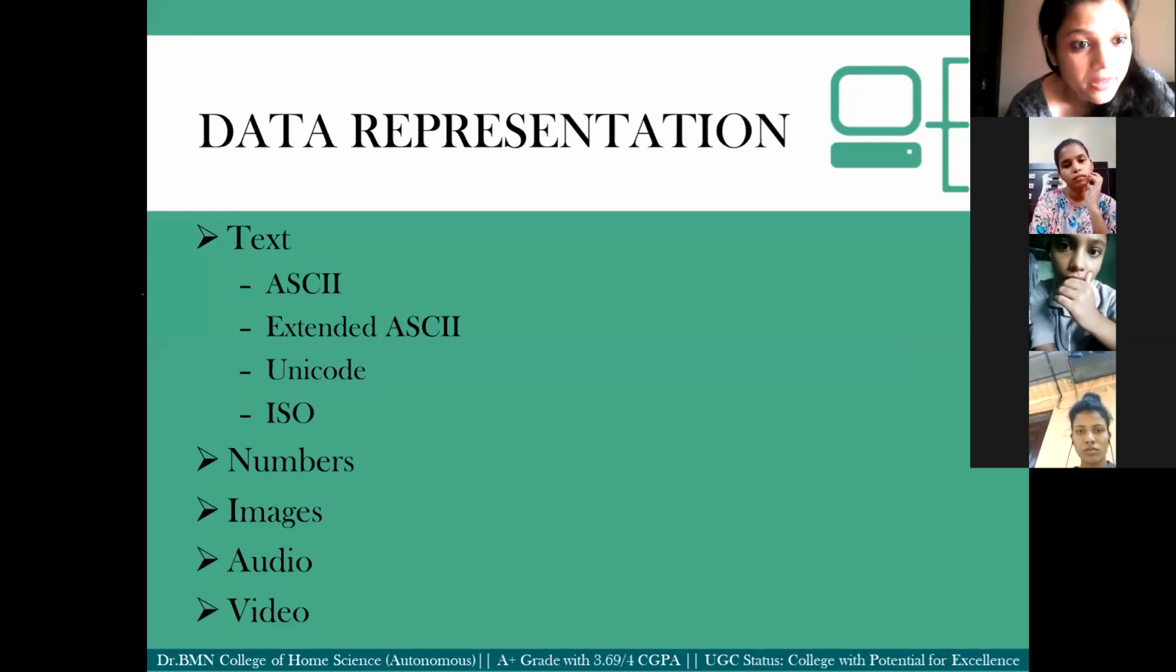I'm sure you all must be aware of ASCII code, extended ASCII, Unicodes. These are various patterns on which the bit transmission takes place. Similarly for numbers also, images, audio and video.